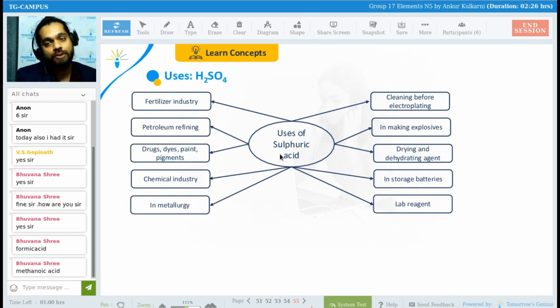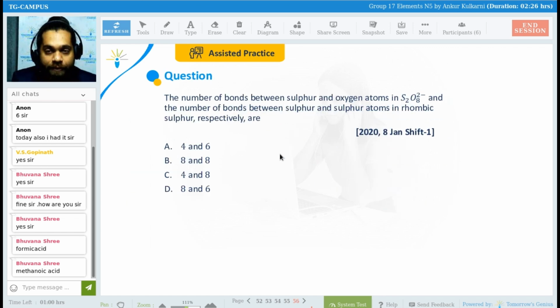So uses of H2SO4, as I told you, chemical industry will always be there. It is used as a drying and dehydrating agent. We have seen this. It is used in storage batteries, as a lab reagent, always there in everything. In metallurgy, yes. H2SO4 and HNO3 mixed, the two strong acids, can even dissolve the strong hard metals. That's why it is used in metallurgy, the fertilizer industry, petroleum refining, paints, pigments. Everywhere we use H2SO4. Is it clear till over here, everyone?